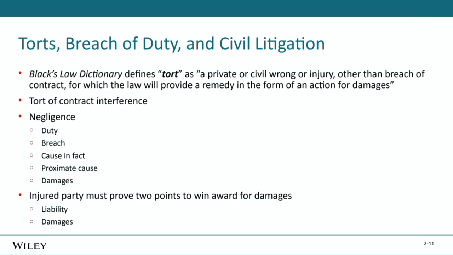So the injured party must prove 2 points to win awards for damages. One, that the person you're suing is legally liable, and then that there were damages, and then the jury gets to decide how much.